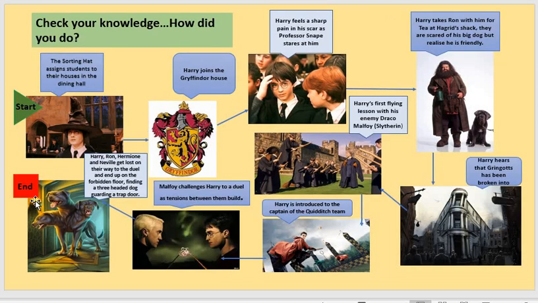Okay, so hopefully you've completed task 1. Now here's a chance to just check your knowledge. If you have a look through, you'll be able to see which events each image corresponds to. So hopefully you've done quite well. As we said, the sorting hat assigns students to their houses in the dining hall. The next one is where the Gryffindor emblem signifies Harry joins the Gryffindor house.